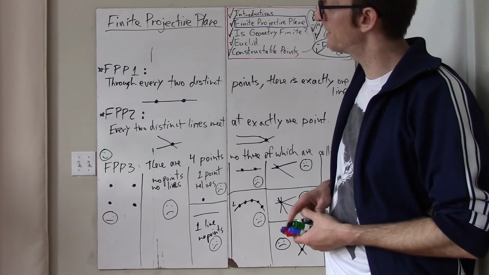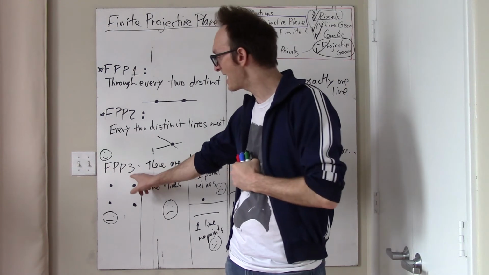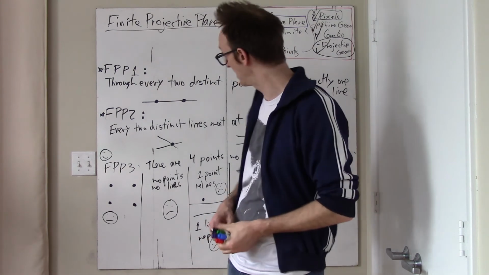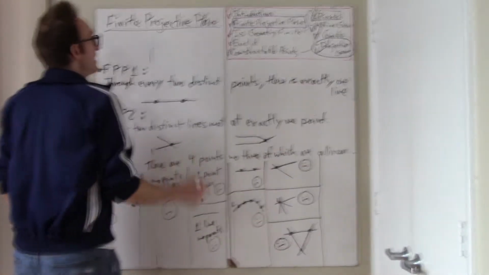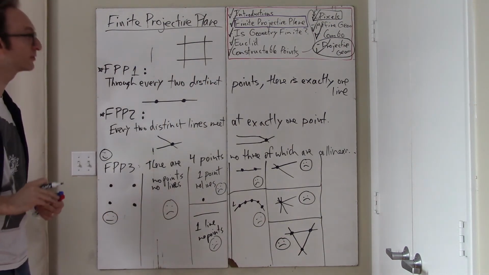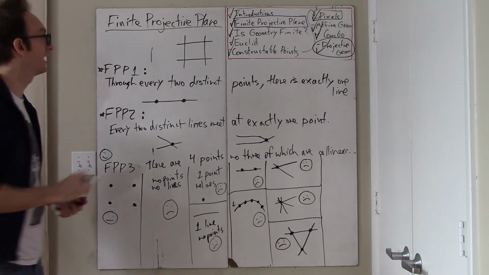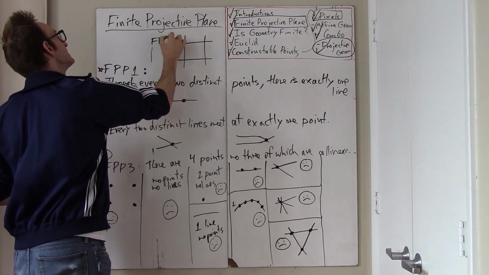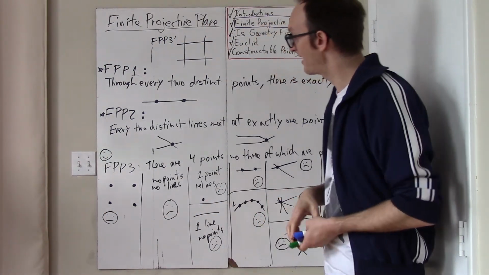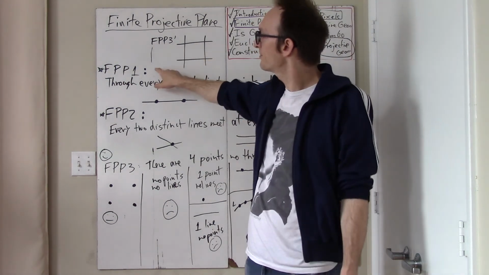I rambled on about duality, about how points and lines now have the same relationships to each other. Well, FPP3 has an analog, or a dual theorem, called FPP3 prime. And FPP3 prime says that there are 4 lines, no 3 of which go through a common point, or no 3 of which concur. And the very first thing that's going to happen in the very next video that you're going to watch, if you're watching this in order, is a very sort of tedious, slow, careful proof of FPP3 prime from these 3 axioms.